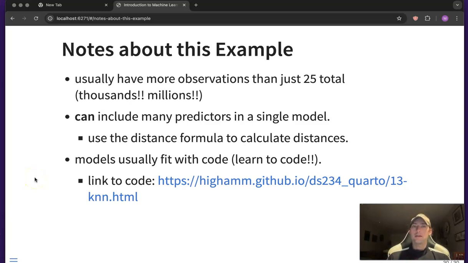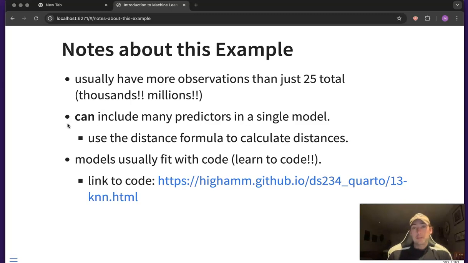The other point, the second point here that I just alluded to, is that we actually don't have to choose just one predictor. And so KNN is an algorithm where you can have two predictors in a single model. So we could include both turnovers and points per game. And then you would use the distance formula that you might have learned about to calculate distances to see which neighbor is the closest.